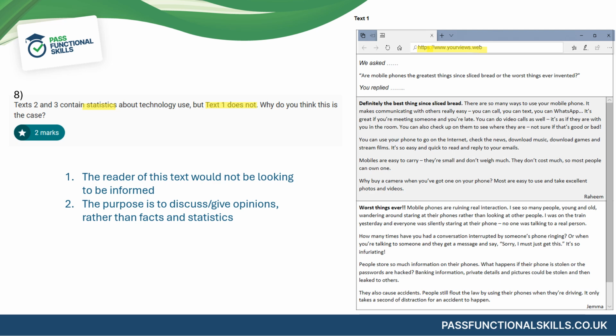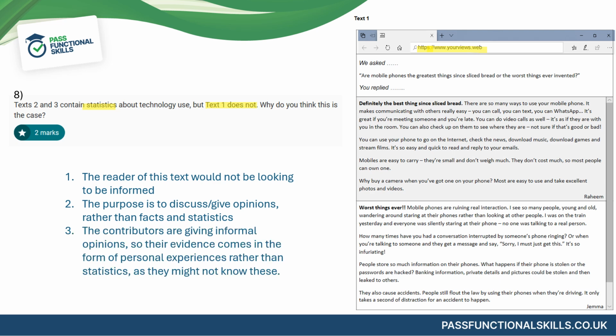It also doesn't really align with the purpose, and this is another good thing to start thinking about. What's the purpose of the text, and does that match up with a lot of statistics? So the purpose here, as we've already said, is to discuss or to give opinions rather than to inform the reader using lots of facts and statistics. So the use of statistics doesn't particularly fit with the purpose here.